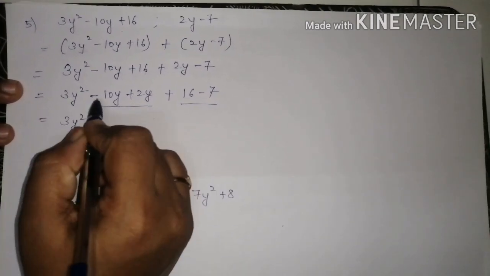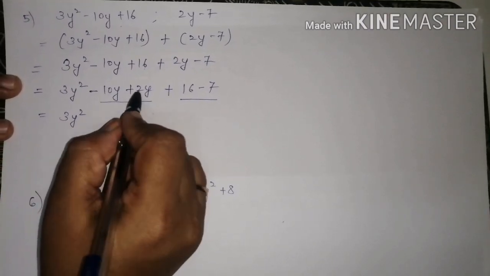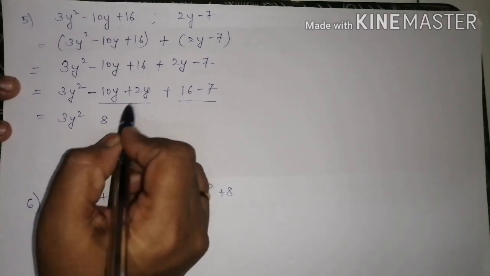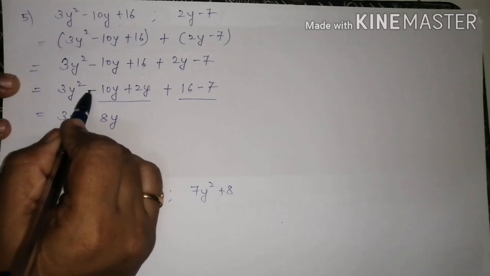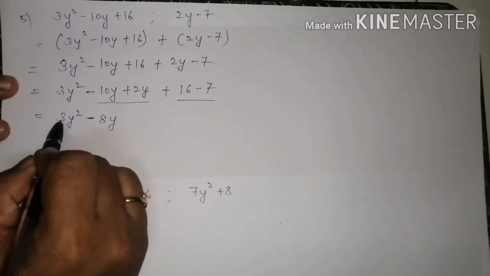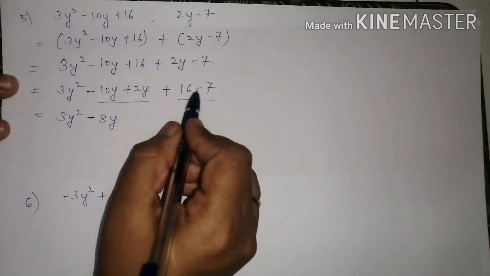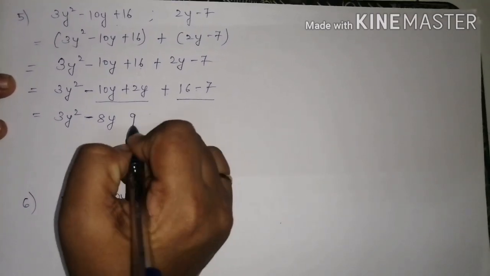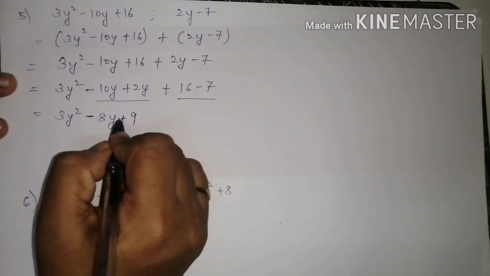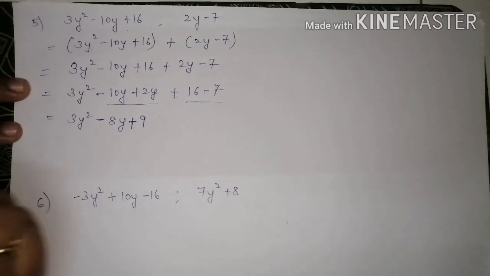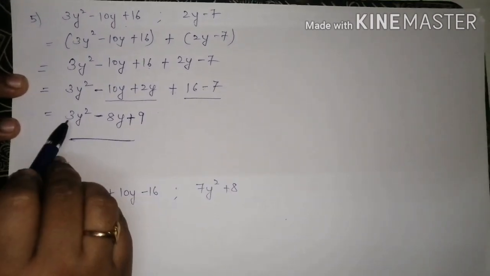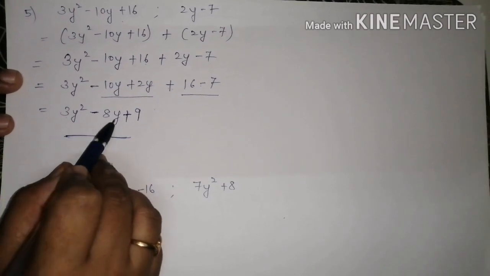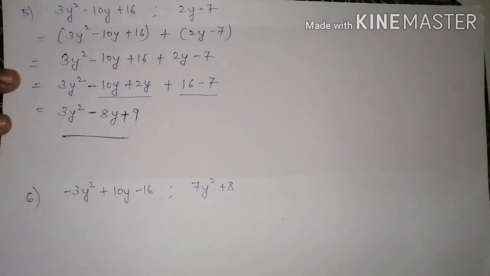3y². Minus plus is minus, so 10 minus 2 is 8. The variable is y. Sign of the greater number is minus, so 3y² − 8y. Plus minus is minus: 16 minus 7 is 9. Sign of the greater number is plus, 16's sign is plus, so here will be a plus sign. So it is our final answer: 3y² − 8y + 9.